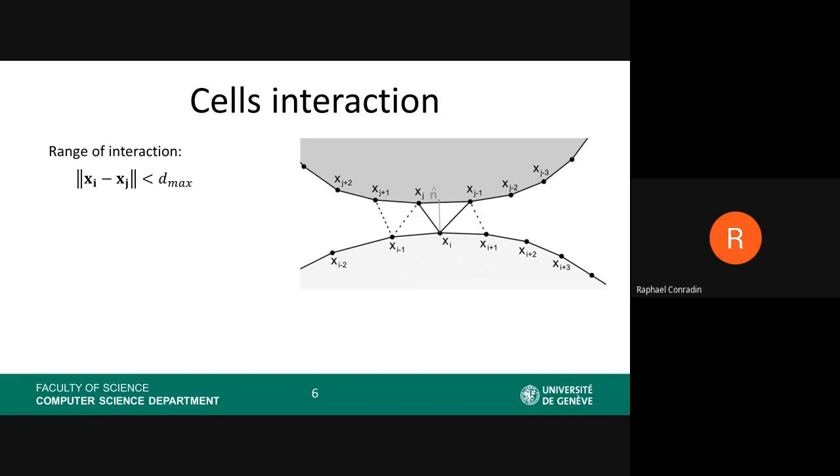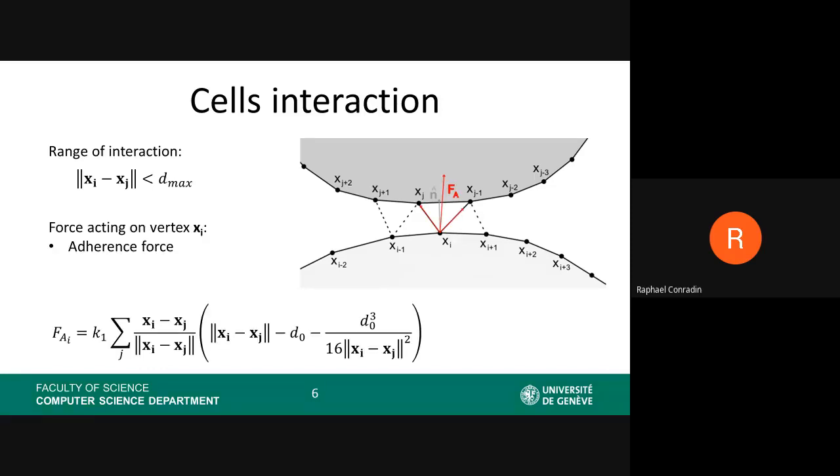When we have more than one cell, we add interaction between cells. For that, we have to decide on a range of interaction. In this case, it's represented by this dotted line. And we have two different forces that are related to the interaction between the cells.